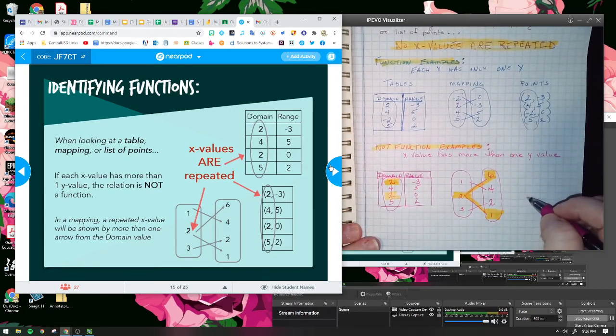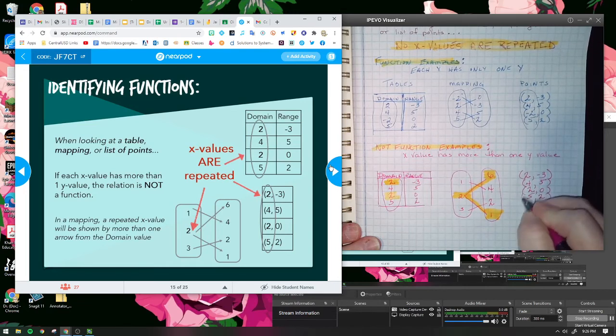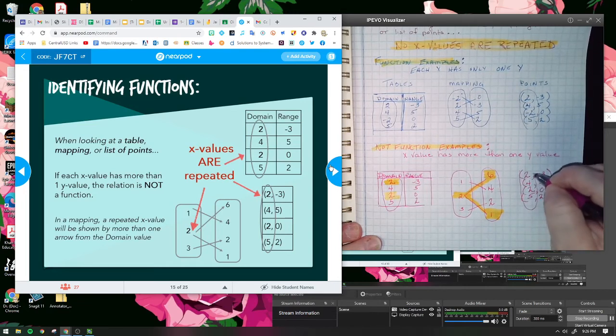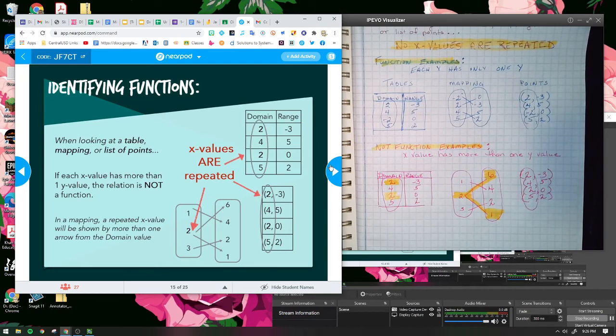Now, this one right here is my points, my ordered pairs. I have (2, -3), (4, 5), (2, 0), and (5, 2). Again, I am looking at my x values, and I see that I have a 2 here and a 2 there.